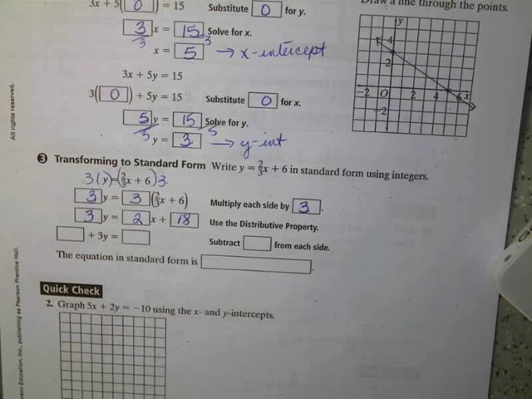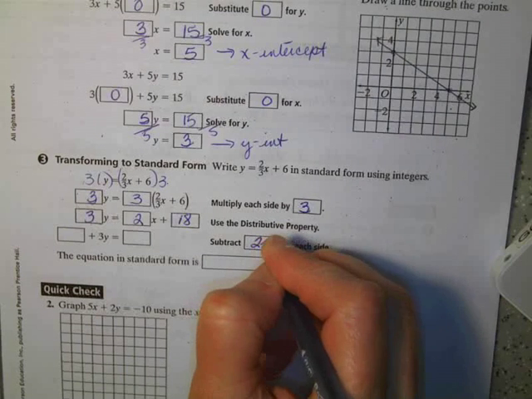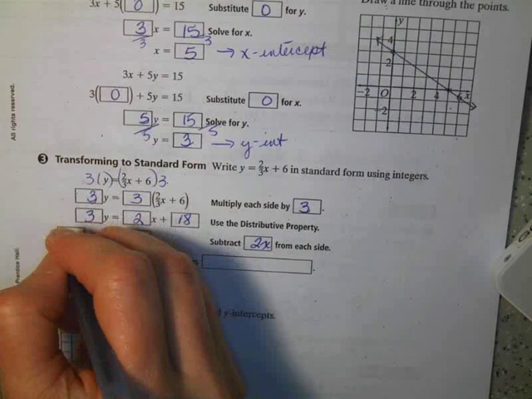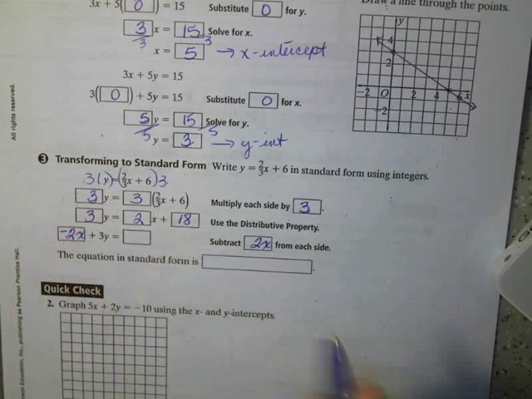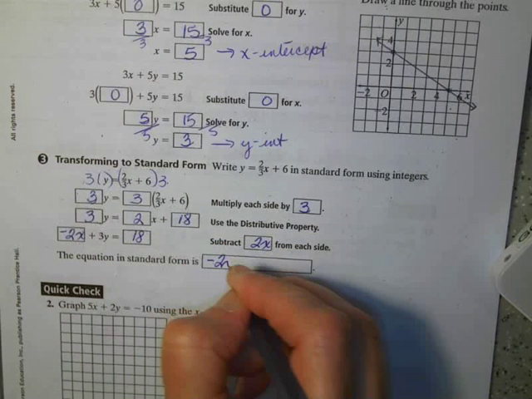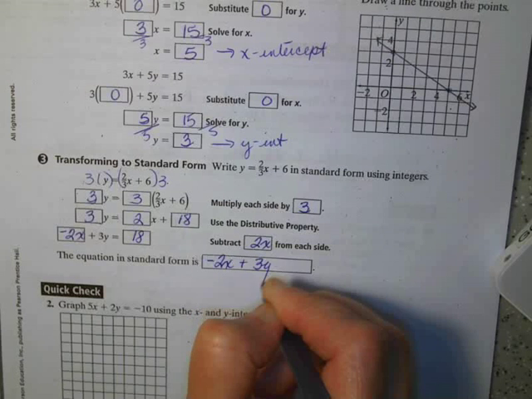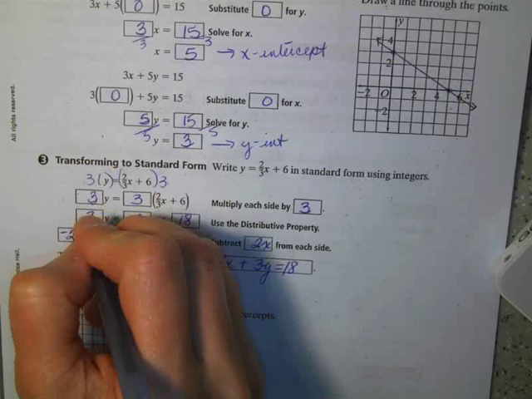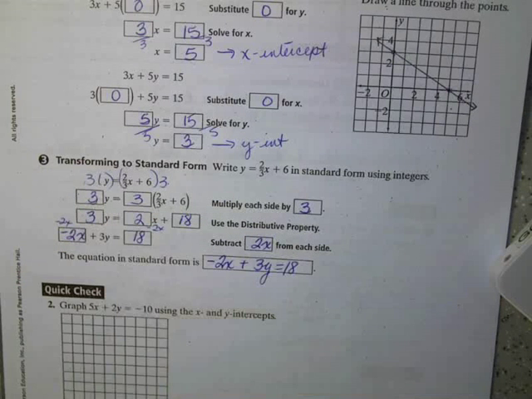I really didn't need to put these parentheses on the top one there, sorry. Okay, now I want to subtract 2x from each side, so that I'm going to get my x and y values all on the left and my constant on the right. So this is going to give me negative 2x plus 3y equals 18. So the standard equation is negative 2x plus 3y equals 18. Okay, so again, I subtracted 2x. Sometimes they don't leave you a lot of room here from each side.